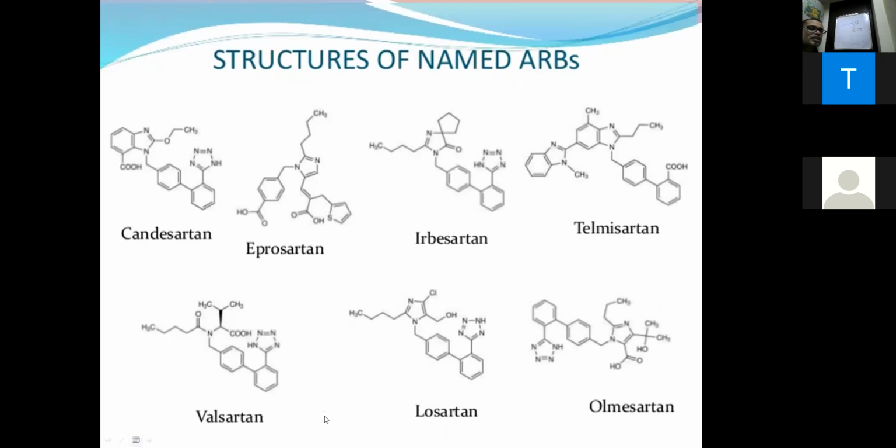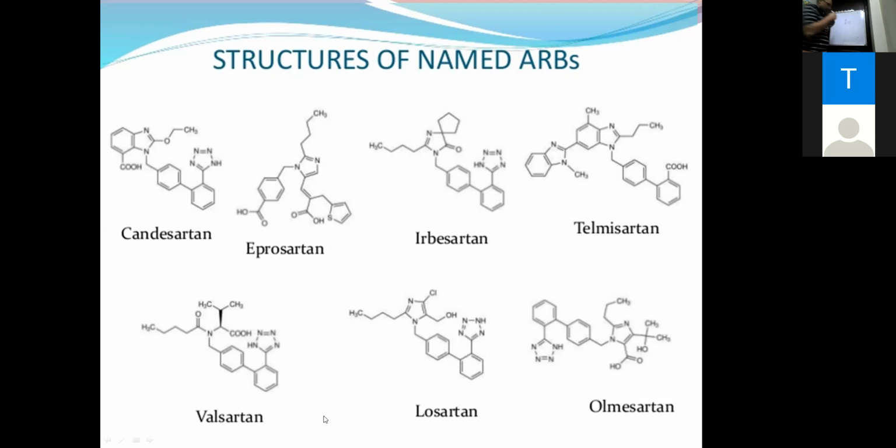These are the structures. One by one I'll be writing the structures, so please look at the structure. First I'll be starting with losartan. First I'll be drawing a biphenylic compound containing a tetrazole moiety. Look at the structures. This is common, this is connected to CH2, and this is connected to an imidazole ring.